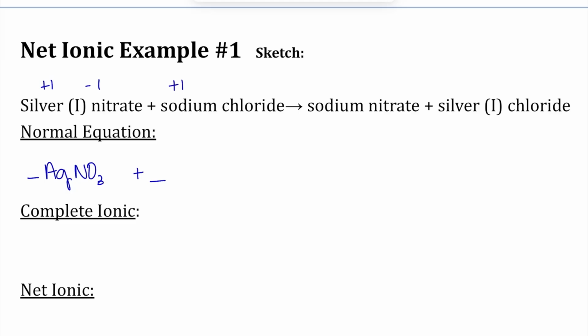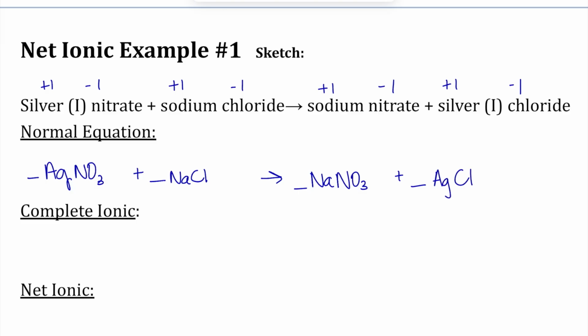Sodium chloride, sodium's a +1, chlorine's a -1. So we've got NaCl. Again, I'm going to leave a little space so that I can predict the state of matter. I've got sodium nitrate now. Sodium's a +1, nitrate's a -1. So we've got NaNO3 and our silver chloride, +1, -1. We've got AgCl. And I do want to go ahead and balance this if needed. This one is already balanced for us. And now let's predict our states of matter.